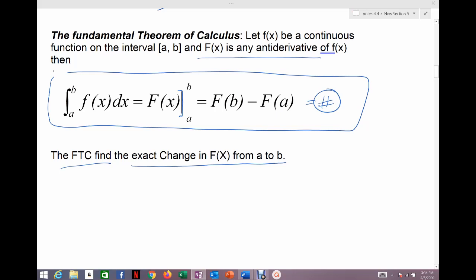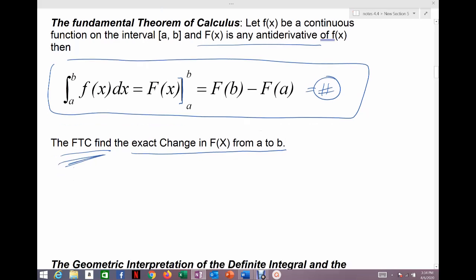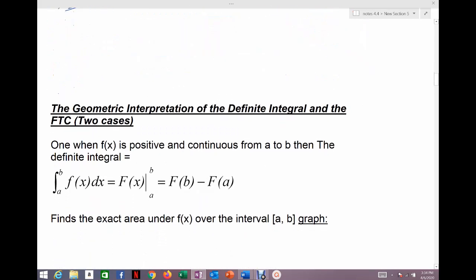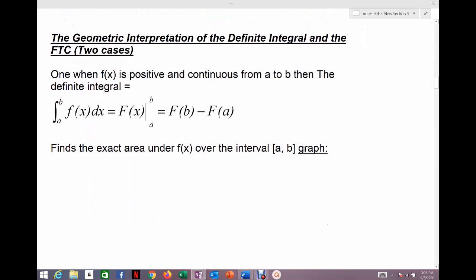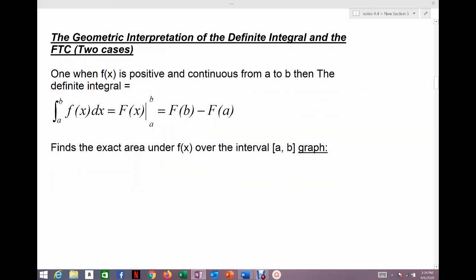This is the terminology and the notation we want to see when you solve the fundamental theorem of calculus. All right, so now the area interpretation, the geometric interpretation of the definite integral and the fundamental theorem of calculus.